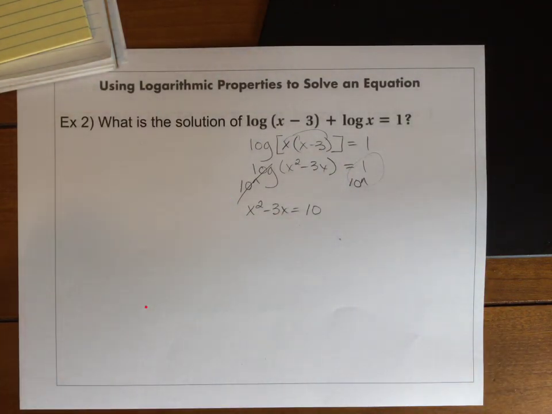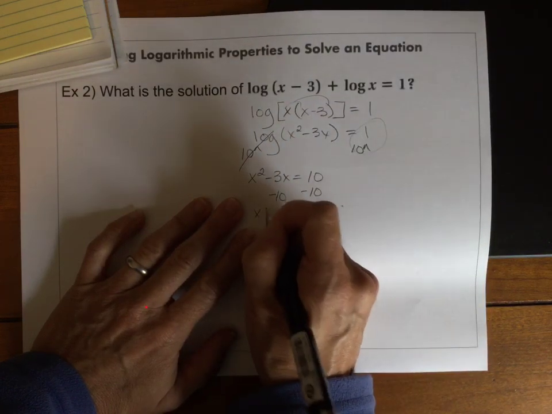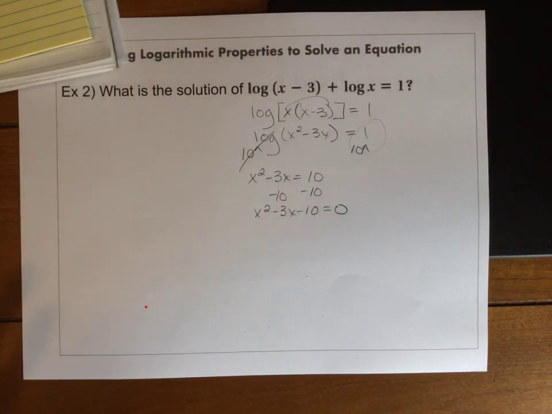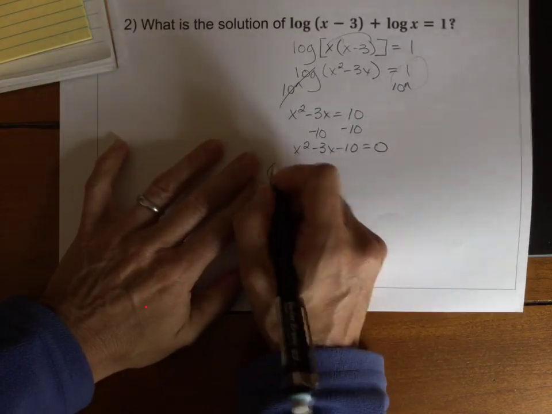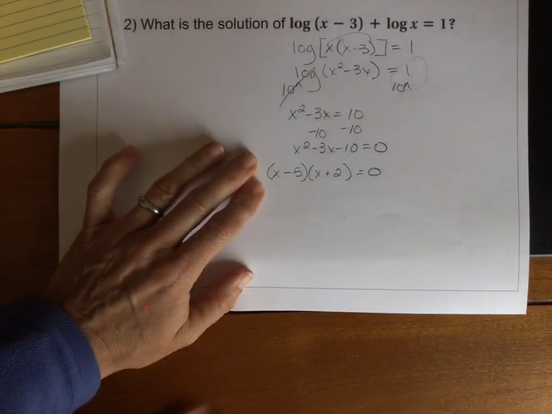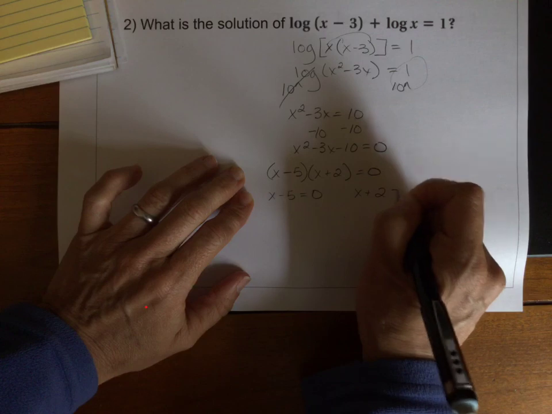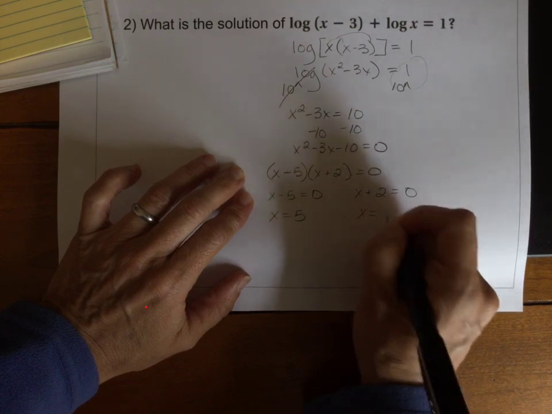So hopefully right now you're all thinking, this kind of looks like a quadratic. And it is. So to solve a quadratic, I need to subtract the 10, get all my terms on one side, and have it set equal to 0. And then I can say, is it factorable? Are there two terms that multiply to be negative 10 and add to be negative 3? And yes, there are. So we have x minus 5 times x plus 2 equals 0. And then if I set both of those terms equal to 0 and solve for x, I get x equals positive 5 and x equals negative 2.